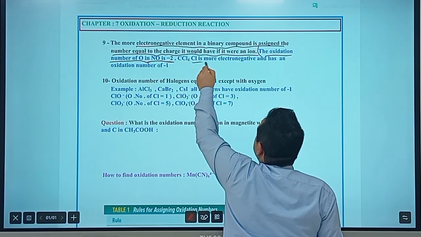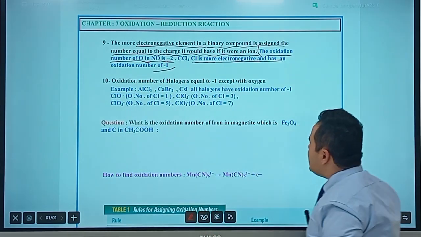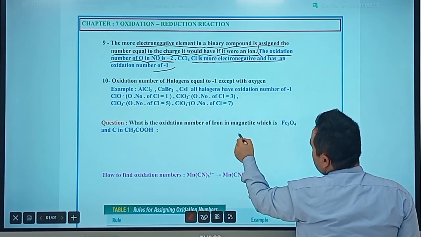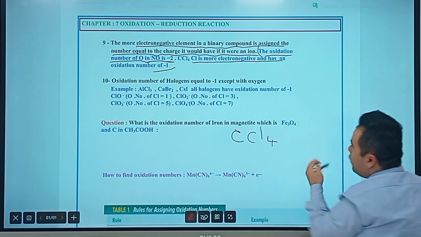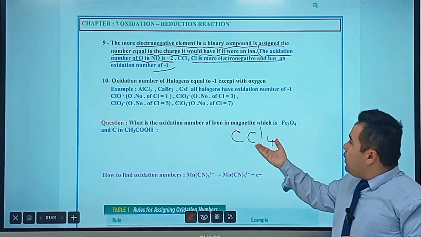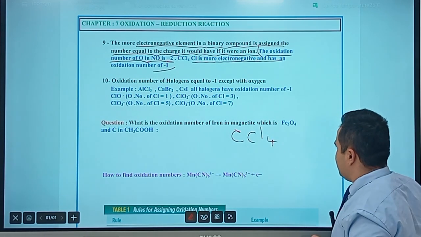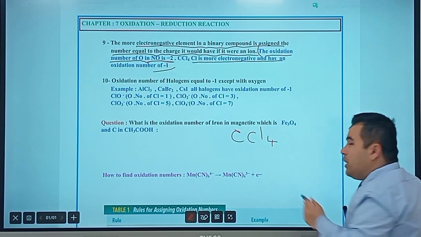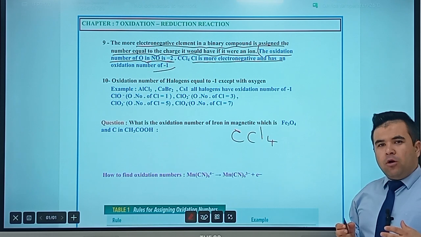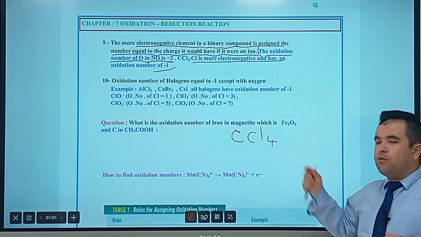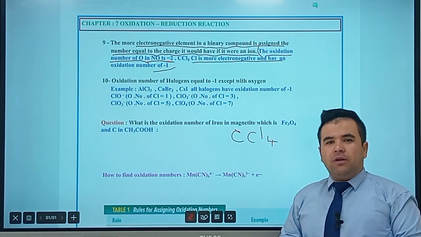The oxidation number of Cl is more negative and has an oxidation number of -1. Guys, in some cases, suppose we have a binary compound CCl4. We don't know the oxidation number of these two atoms. But we have to begin solving the oxidation number from the more electronegative element. How to know the more electronegative element?